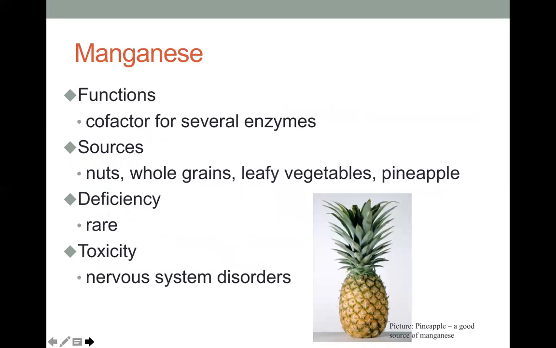Manganese. Manganese is something you don't hear about that much. Manganese is a cofactor for many enzymes, and it's found in many foods, almost all plant foods. So deficiencies of manganese are very rare. Pineapple is a good source of manganese, and we don't see toxicity from general food sources of manganese. When we might see toxicity is if there was an environmental contamination of manganese.